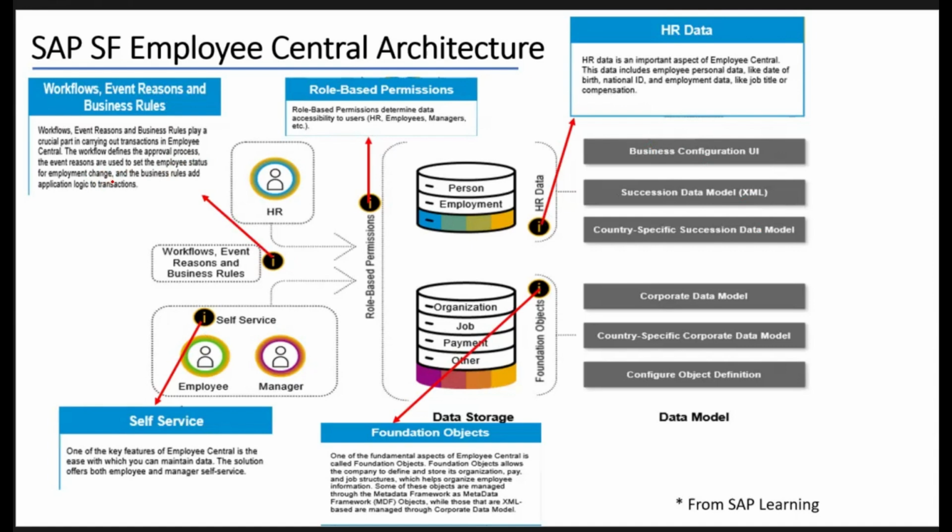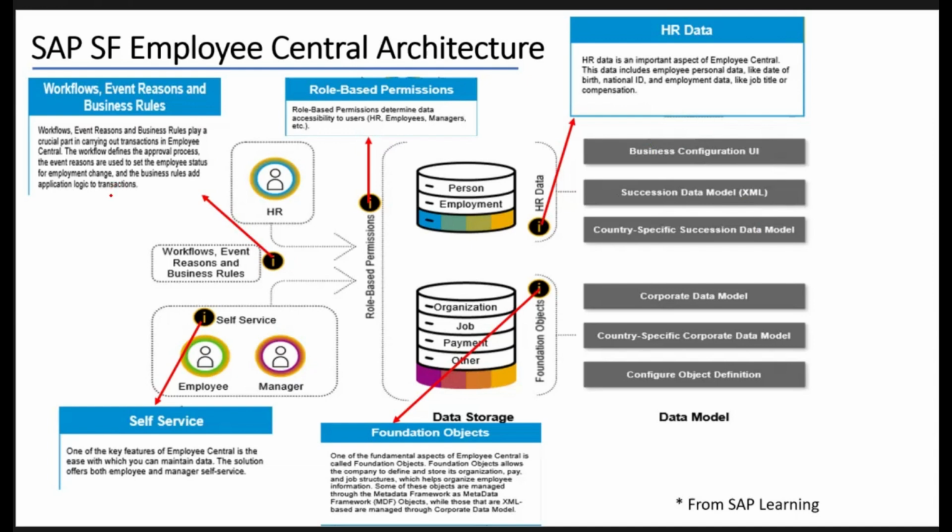So we should give the reason why his employee information and employee status is being changed. That we call the event reason. And coming to the business rules, they add application logic to the transactions.